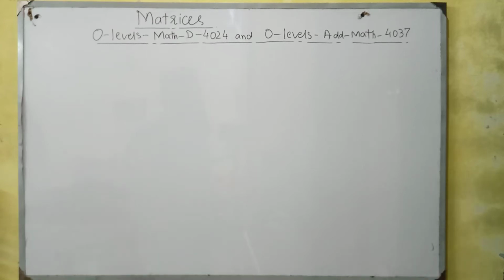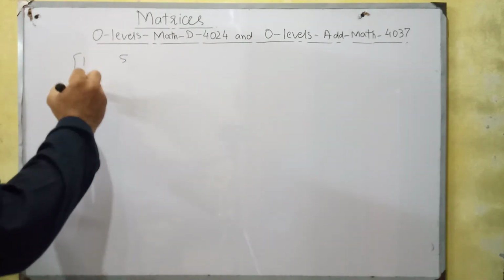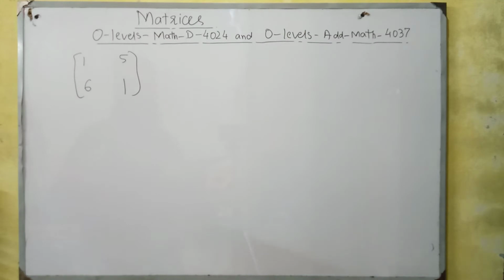Hello dear students, in this video you will study about matrices. We are going to start from the basic definition. A matrix is basically a rectangular arrangement of numbers or alphabets or any entries. For example, if we have four numbers 1, 5, 6, 1, this is a rectangular arrangement of four numbers 1, 5, 6 and 1, four entries. So this is called a matrix.